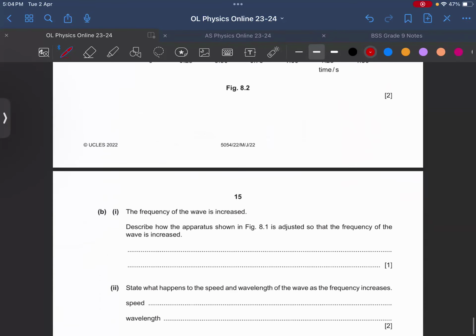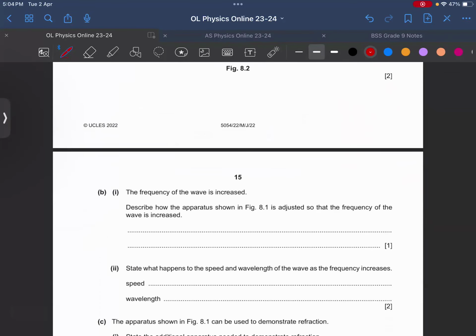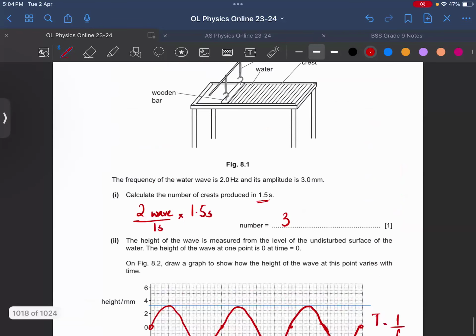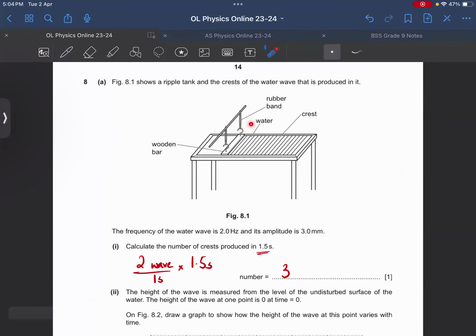Frequency of the wave is increased. Describe how the apparatus used in 8.1 is adjusted so that the frequency is increased. Apparatus में क्या खास बात है? यहाँ पे इसको रबर बैंड से सस्पेंड किया गया। ये कह रहे हैं मैं फ्रीक्वेंसी बढ़ाना चाह रहा हूँ। ठीक है, तो फ्रीक्वेंसी कैसे बढ़ा सकते हैं?